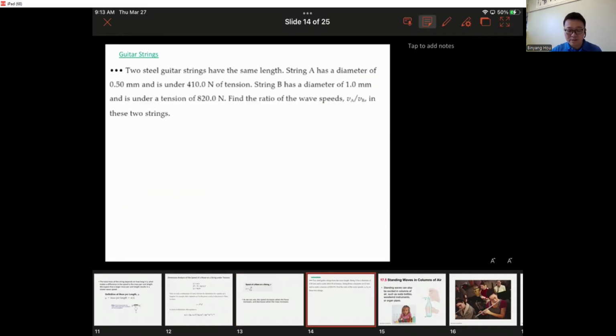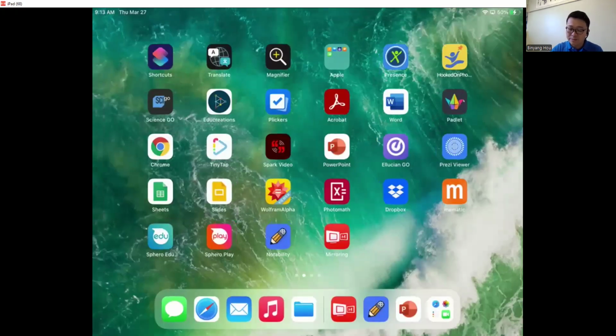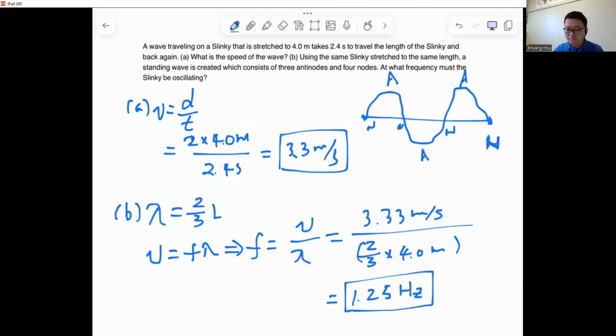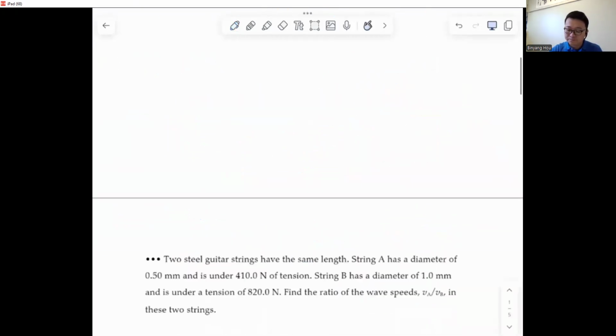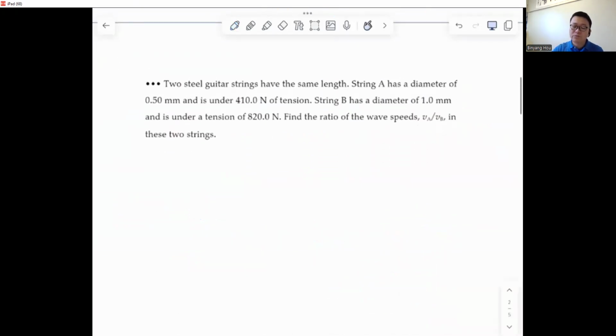And let's take a look at the second example of the day. So it says two steel guitar strings have the same length. Okay, so both are steel, the same material, and the same length. L is the same. String A has a diameter of that, and under tension of that.